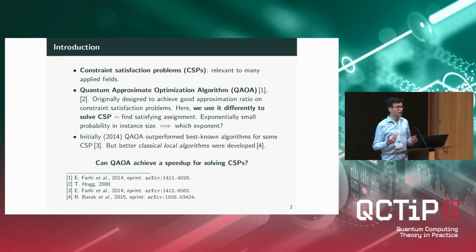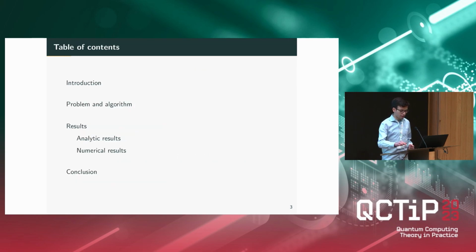As it was invented in 2014, QAOA was briefly believed to outperform the best-known classical algorithms at the time for solving certain constraint satisfaction problems. Sadly, soon enough, better classical algorithms were developed that came to challenge this assumption. And since then, any advantage of QAOA over classical has remained elusive. The question that will guide this talk is therefore, can QAOA achieve an advantage for solving at least certain constraint satisfaction problems?